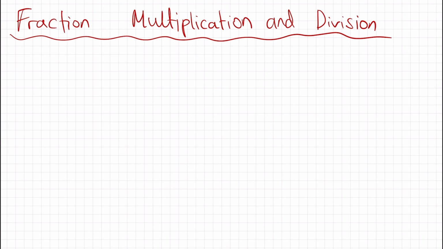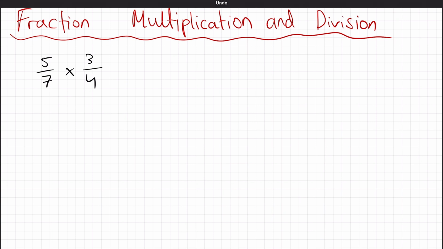So let's say we have a fraction just like 5 over 7 multiplied by 3 over 4, let's say that. So when we had to add and subtract them, we had to find the LCM between these two, right? But luckily for you, you don't have to do that at all here.